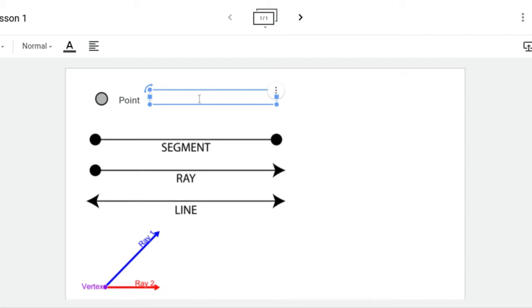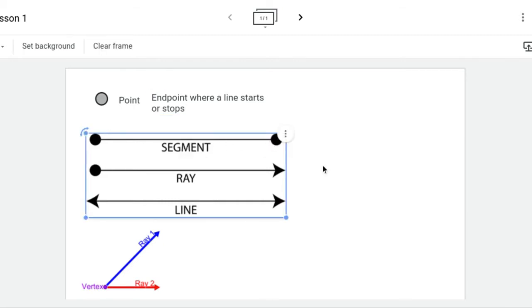A point is just an endpoint where a line starts or stops. So a point is a starting or stopping point for a line. What does that mean in context of the other things? Well, let's take a look. A point is just a dark dot here.